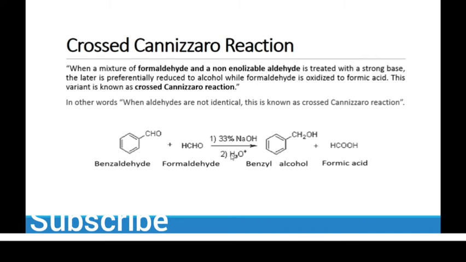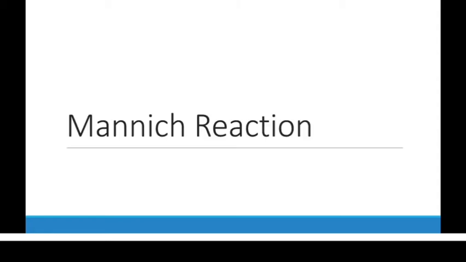But if we provide concentrated NaOH, then we don't have formic acid, we have sodium formate. You have to keep it in mind that if you have diluted amount, then you have formic acid, but if you have concentrated amount, then you have sodium salt of carboxylic acid.